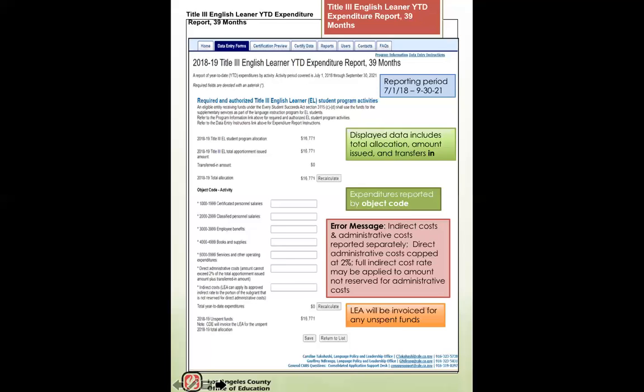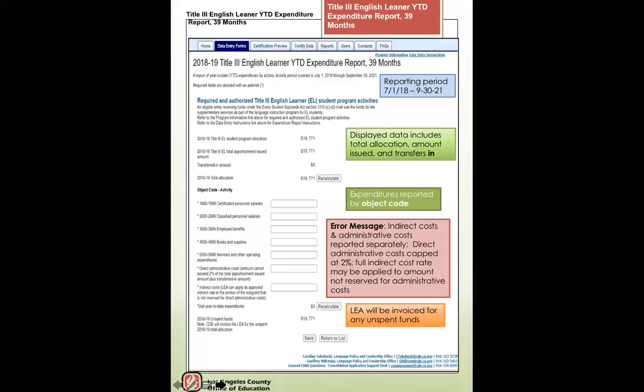And an important note here is the error message. Notice this is not a warning message, this is an error message, because under ESSA, this was a change in ESSA, a maximum of 2% can be used for direct administrative costs for Title III EL programs. However, and this is a change from prior to ESSA, however, you can charge your full approved indirect cost rate. So it can be applied, and that's applied at the end of the year.